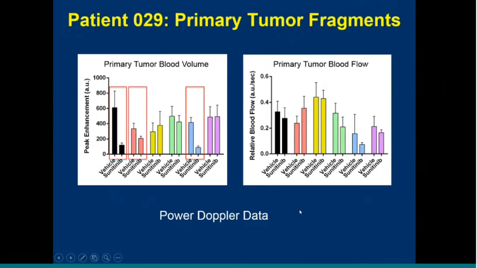If we look at the contrast-enhanced data, we note a similar but slightly different result, where the primary tumor blood volume is significantly decreased for 3 of the fragments, and there isn't really much going on in the other 3. The primary tumor blood flow is included here, again, for completeness. It isn't entirely clear to us how to interpret these results as of yet, and there's really 2 schools of thought. One school of thought states that anti-angiogenic agents should just destroy the vasculature, and so you'll have a decrease in blood volume as well as a decrease in blood flow because you're starving the tumor.